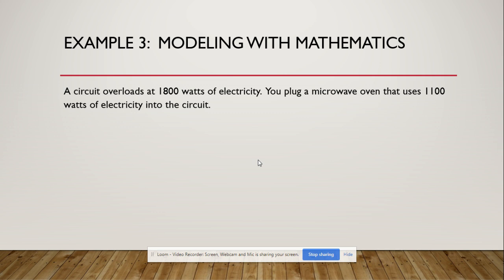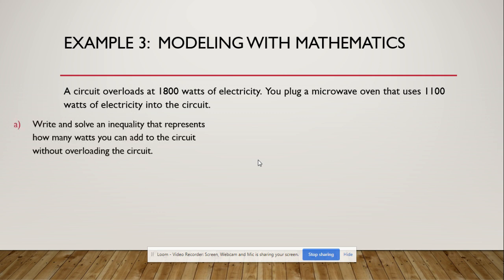Next, we've got a nice little word problem to show how this could be applied to different situations. We've got a circuit that's going to overload at 1,800 watts of electricity. You plug in a microwave that uses 1,100 watts of electricity into that circuit. What we want to know is how many watts can you add to this circuit without overloading it?